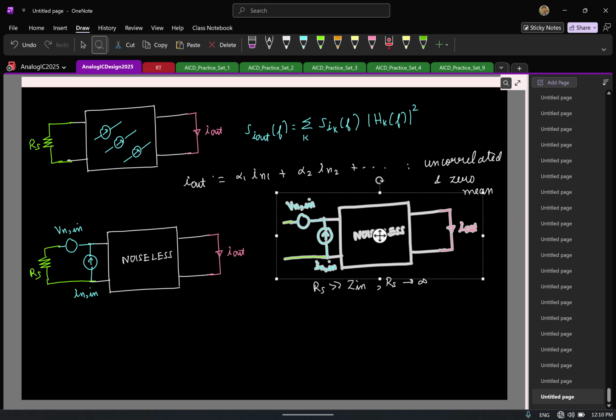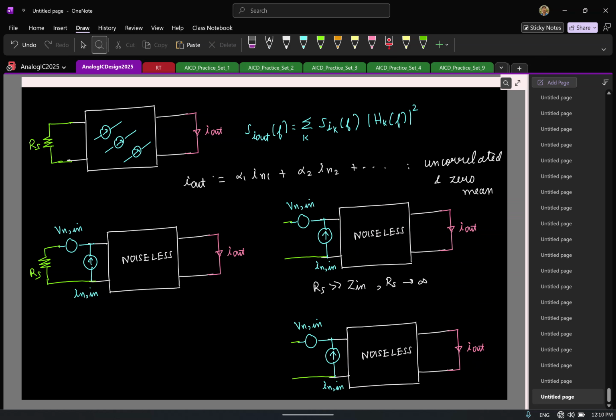If you consider another extreme where the source resistance is 0, which means this is going to be shorted here. Now you see that this voltage source is sitting and exciting the network directly. So all the noise will be contributed only by this voltage source. This noise current will not flow into the network because it will completely flow to the voltage source. So if I have a case where RS is 0, you only have contribution due to the voltage source.